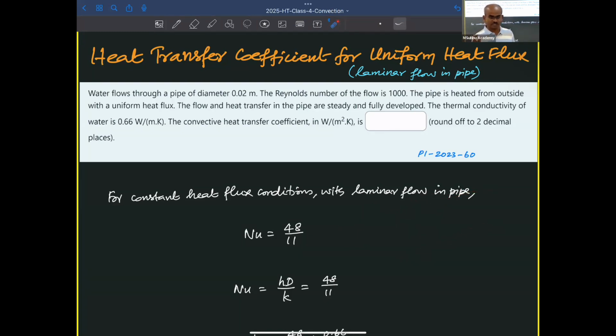Sometimes, instead of mentioning constant wall heat flux or constant wall temperature, these other terms will also be available. That will be indicating these conditions. That's why I'm saying this.